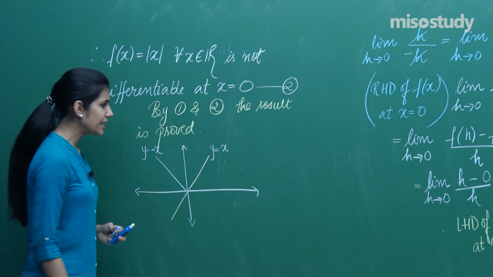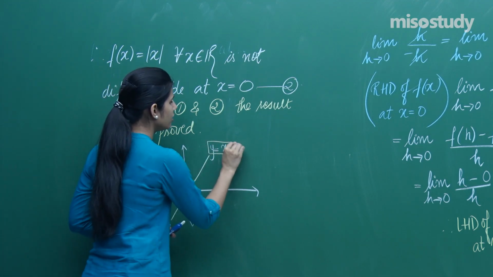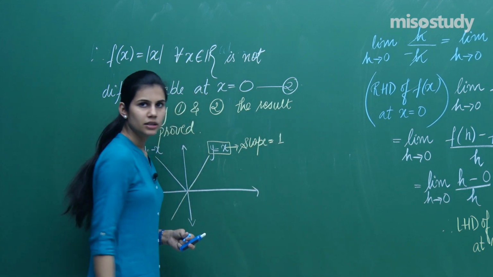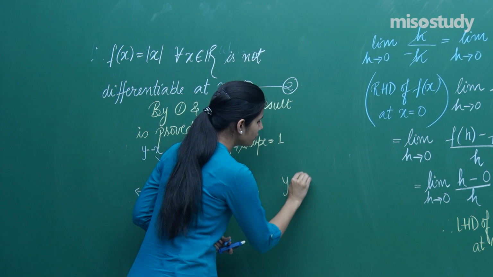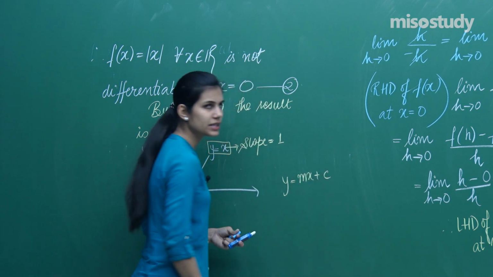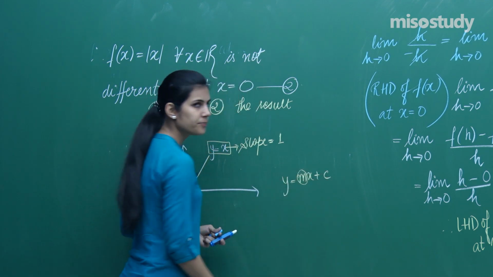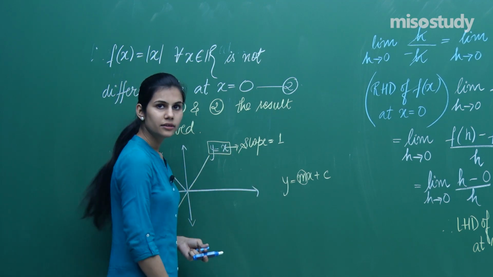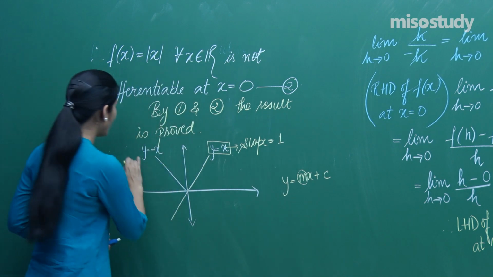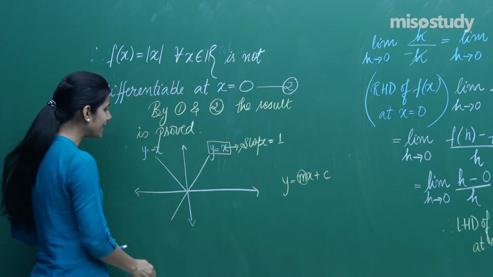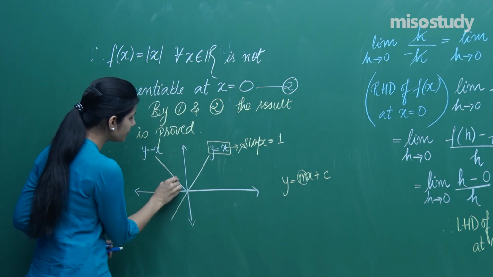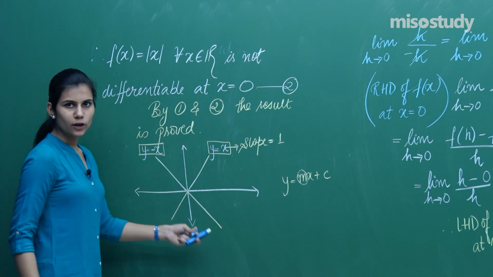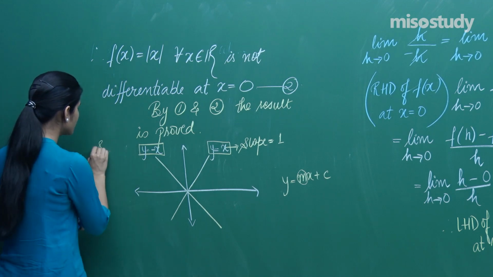What is the slope of this tangent? Well, slope is 1. If you remember, y equals mx plus c is the equation of the straight line with slope m. So here it is y equals 1 into x plus 0, slope is 1. Similarly over here, y equals mx plus 0, m is minus 1. This is another tangent which can be drawn. The equation of the line is y equals minus x. Slope is minus 1.